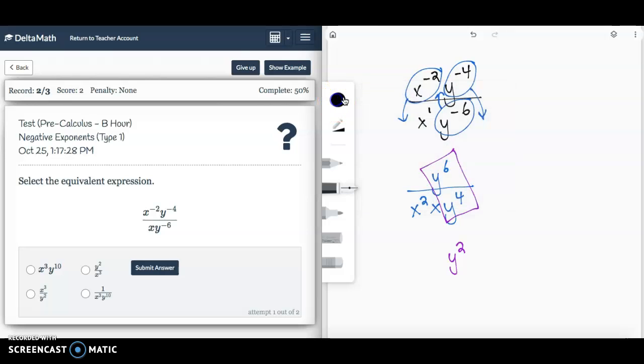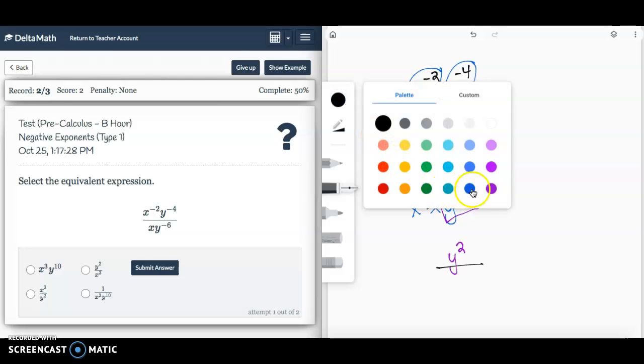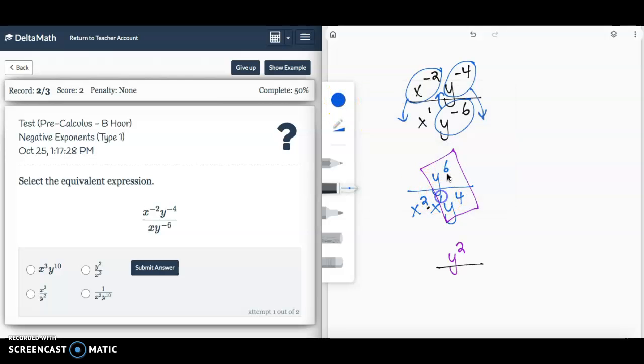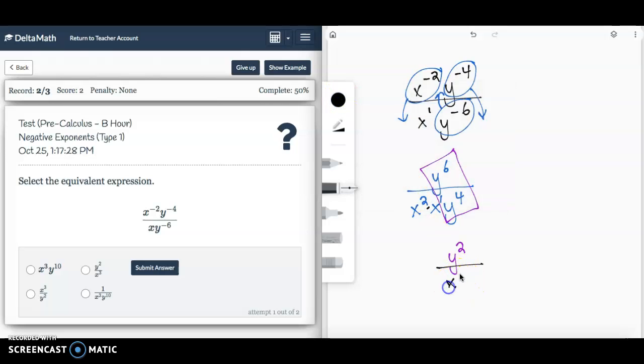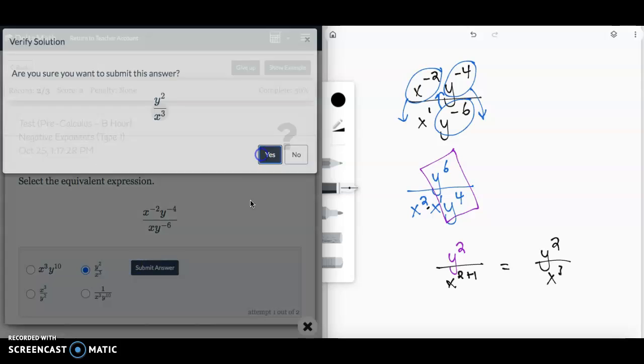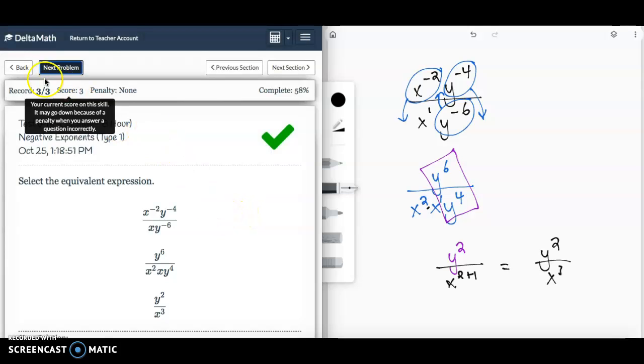And then in my denominator, I have 2 x's here and 1 x here, right? So I am multiplying exponential expressions that have the same base, so I add their exponents, and that has a secret exponent of 1. So then I end up with x to the 2 plus 1. So overall, I'd get y squared over x cubed. So those are how those problems work.